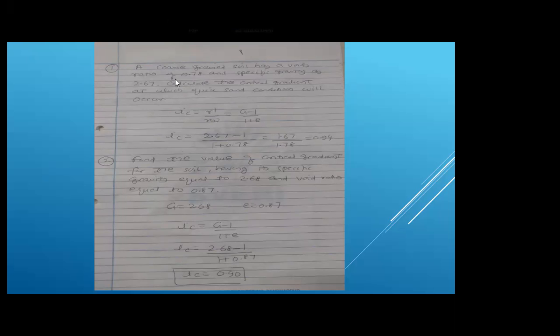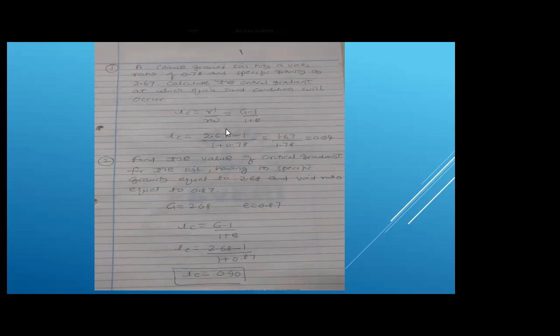Okay. Now you take down this question. A coarse grained soil has a void ratio of 0.78 and specific gravity of 2.67. G is equal to 2.67 and void ratio E is equal to 0.78. Calculate the critical gradient at which the quicksand condition will occur. Means IC is equal to how much?